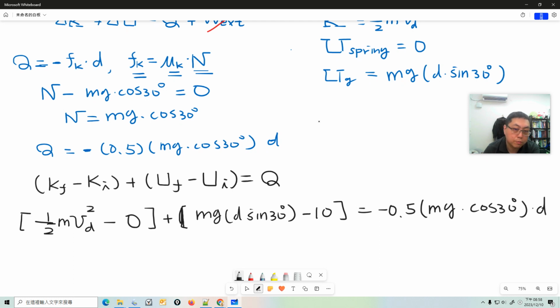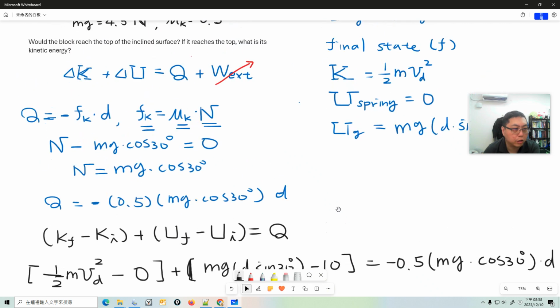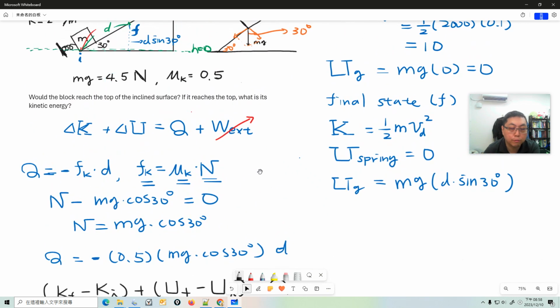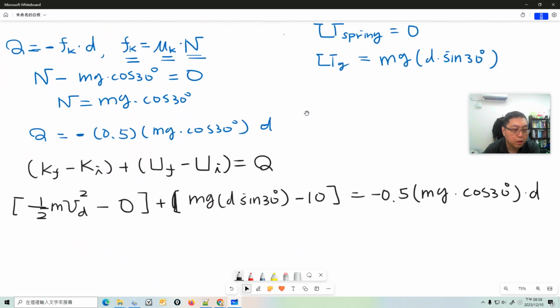Let's put some numbers in there, because this problem told us the weight is 4.5 newtons. So this is 4.5 newtons, this is 4.5 newtons, and what is sine 30 degrees? Sine 30 degrees is 0.5. And what is cosine 30 degrees?